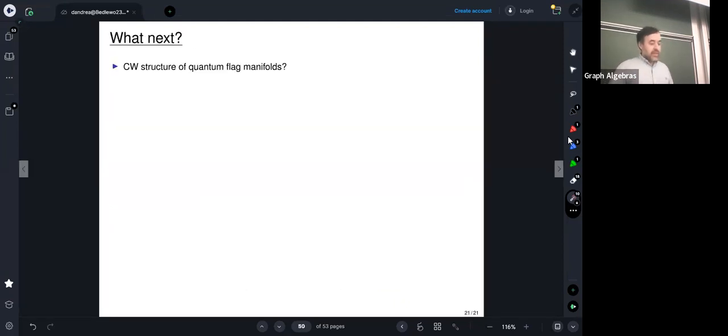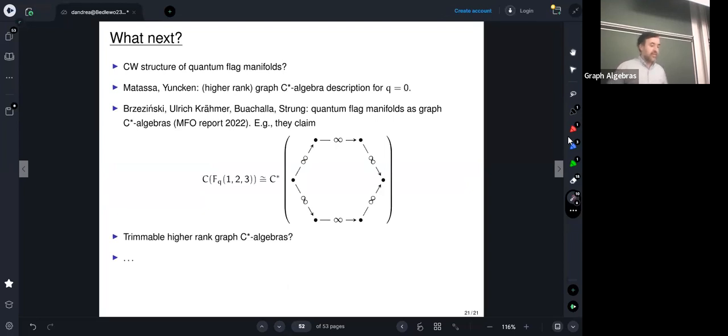Let me just very quickly show one last slide with some future things that one could do. The next obvious thing is to see if you can generalize this, if more general quantum flag manifolds have this kind of CW structure. I wanted to mention that Matas and Jung can prove that, at least for q equal to zero, the C*-algebra of SU_q(N) is a higher rank graph C*-algebra. From that, you can deduce that quantum flag manifolds, at least the irreducible ones, are standard graph C*-algebras. I think what is missing here is to show that the C*-algebra does not depend on q.